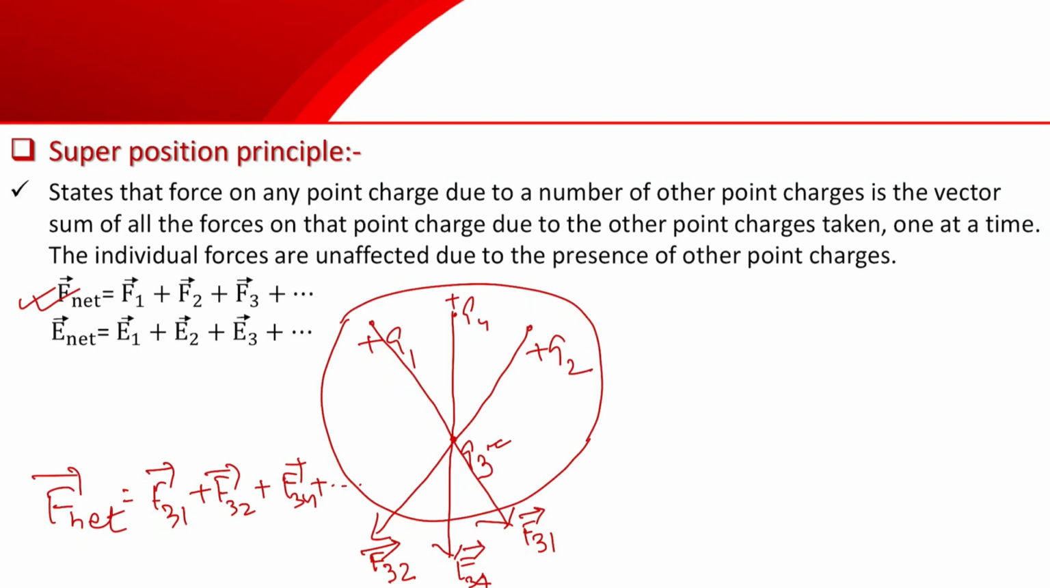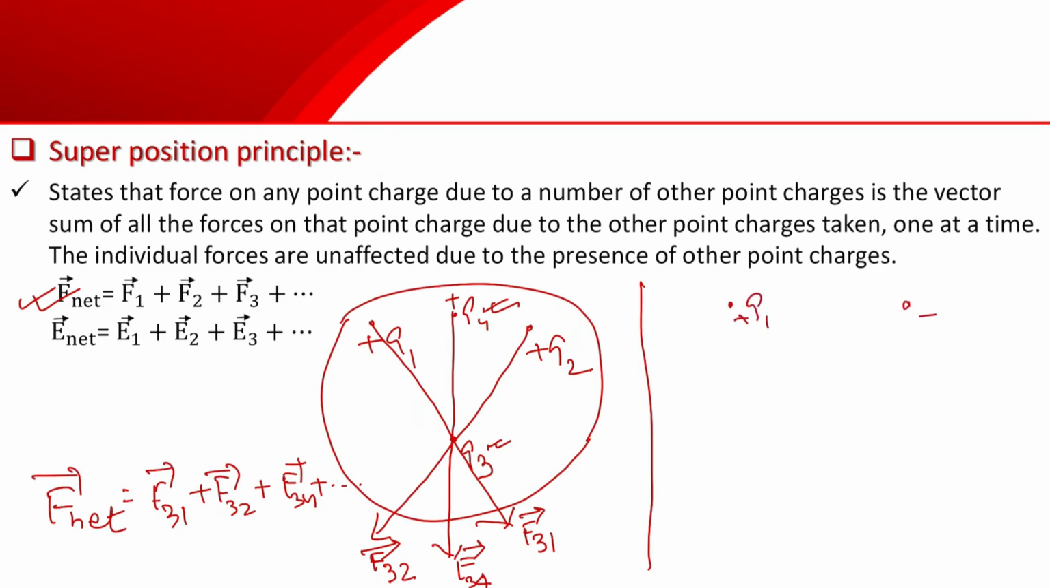And when we calculate the force on Q3 due to one of the charges, that is Q1, then Q4 and Q2 will not affect that force. Similarly, when we find the force on Q3 due to the Q4 charge, then also at that time Q1 and Q2 will not affect that force. Okay. Similarly, this superposition principle can be applied for finding the net electric field for a system of charges also.